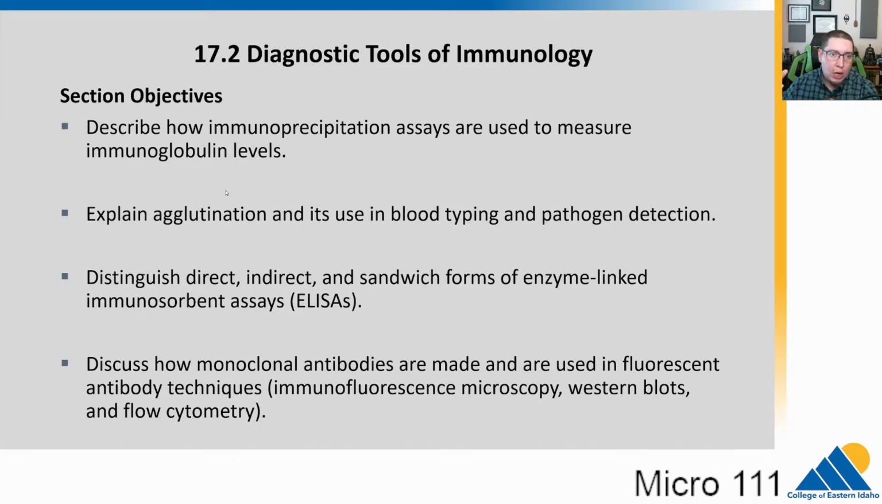So we're going to talk a lot about this concept of immunoprecipitation. We can use that to measure immunoglobulin levels, so how much antibody is someone making. We can use immune molecules actually to do blood typing and to detect pathogens. And we're going to talk a lot about a specific type of immune assay called an ELISA. And then we'll talk a little bit about monoclonal antibodies and finally about immunofluorescent microscopy.